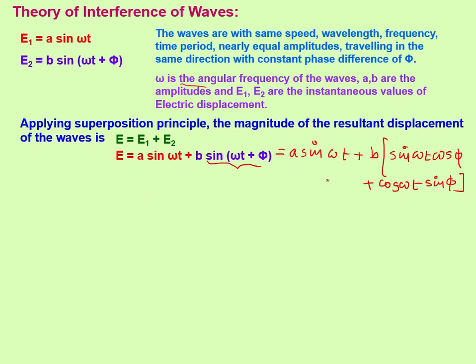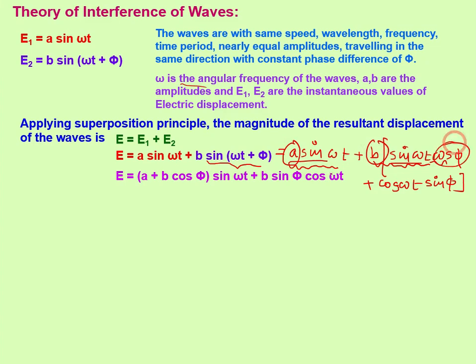Now what we'll do, we'll take them common. From these two terms we can take sine omega t common, and in the bracket we'll have a plus b cos phi. Similarly, the other term is b cos omega t sine phi. So you can write down this term in your notebook that this is the expansion.